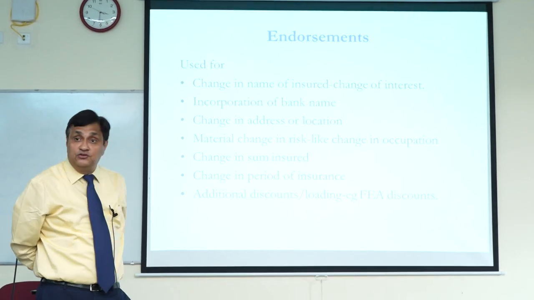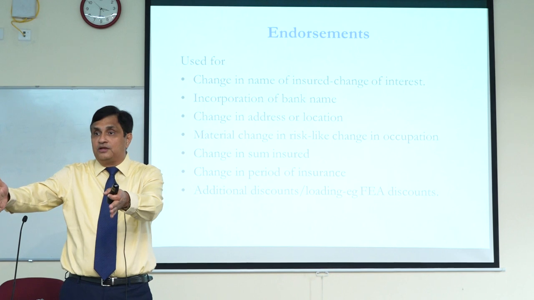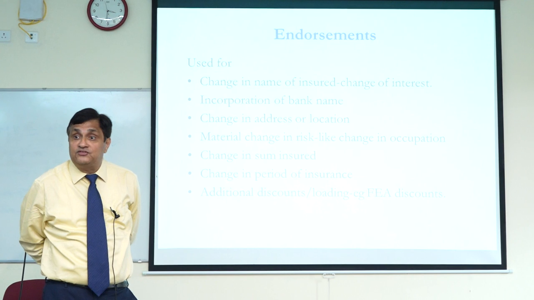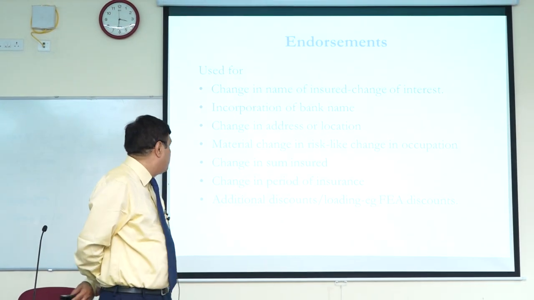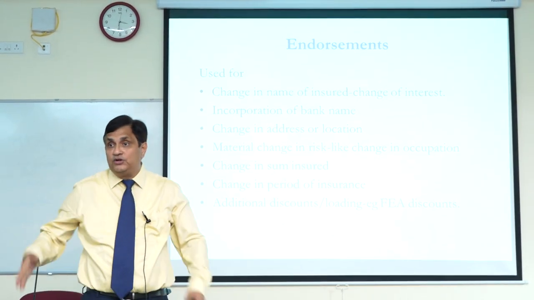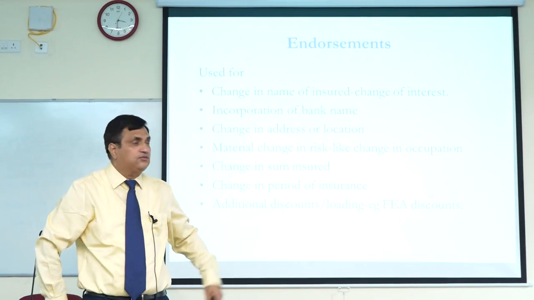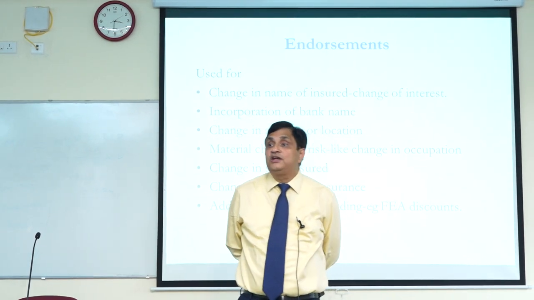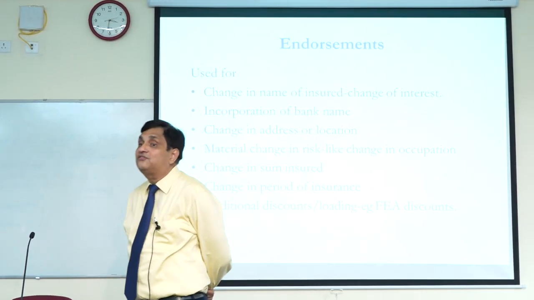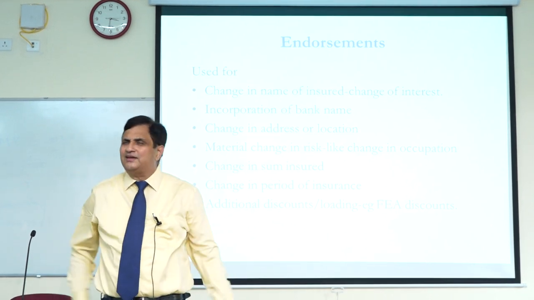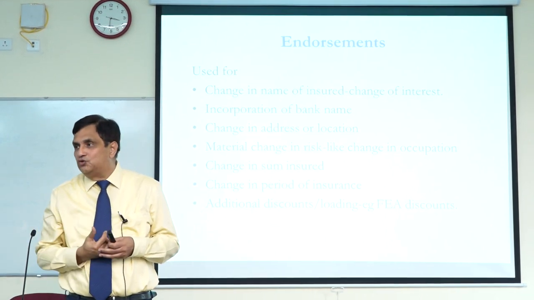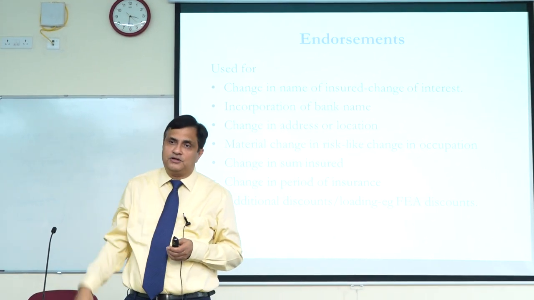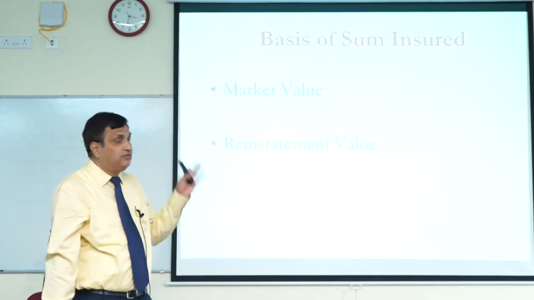Material change in risk, change in occupation. Till last year I was doing something. Now I've changed my occupation. Change in sum insured, increased or decreased, all of them to be by endorsement. Change in period of insurance, I want to extend my policy by 1 month, again it's an endorsement. Additional discounts: I added a new sprinkler, so he deserves a sprinkler discount, I have to pass that discount, again through endorsement. These are some of the examples why endorsements are used. Endorsement is basically to change the original contract, you pass an endorsement. Am I clear?